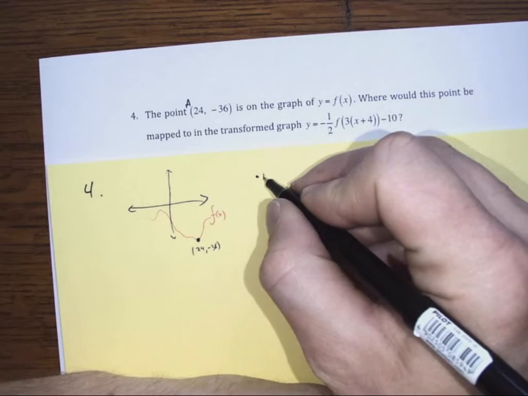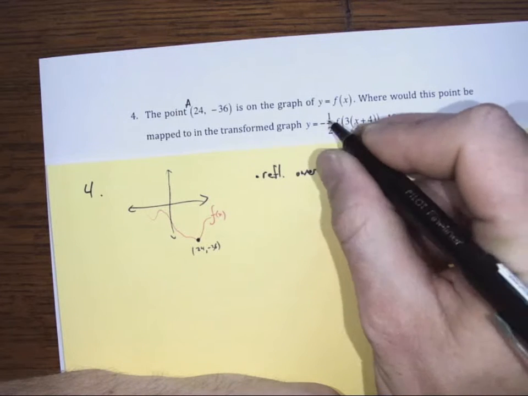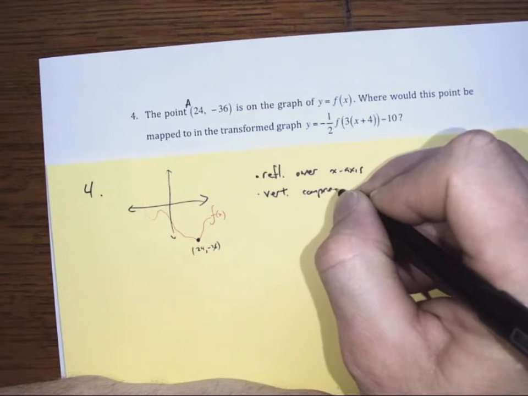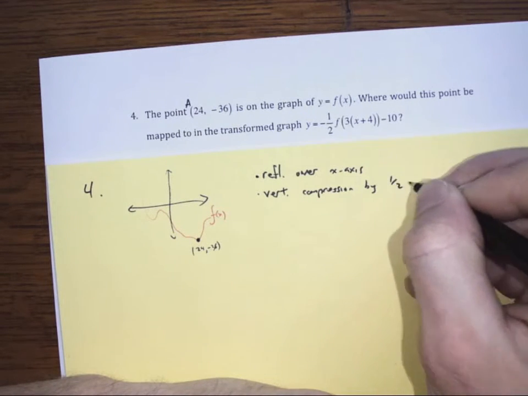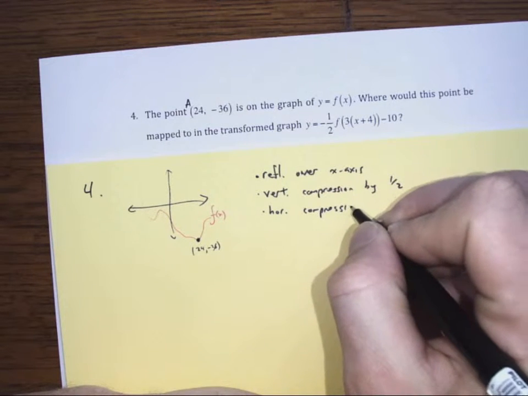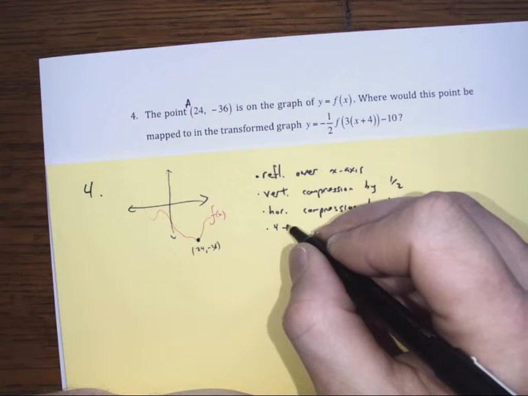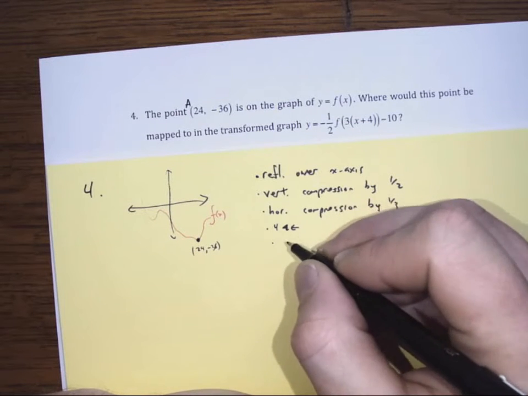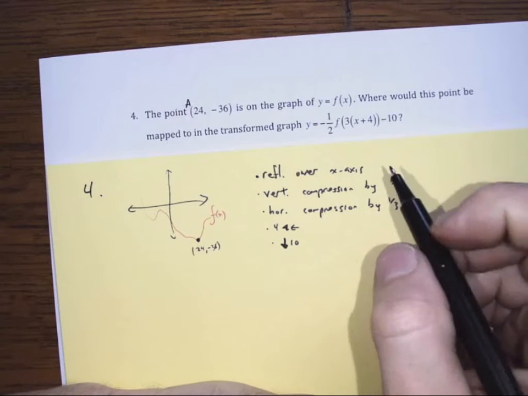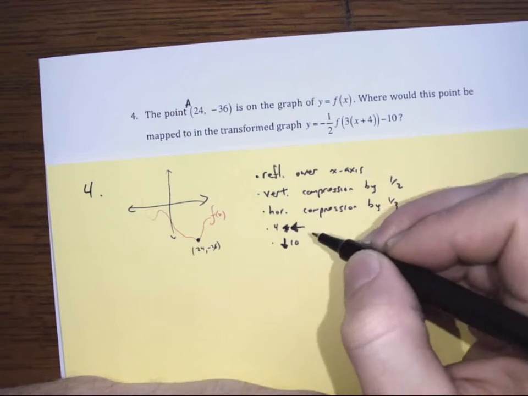We've got this negative, which is a reflection over the x-axis. This negative half means a vertical compression by a half. This 3 means a horizontal compression by a third. The 4 means a shift 4 units to the left. And the 10 means down 10, in this case, because it's negative.